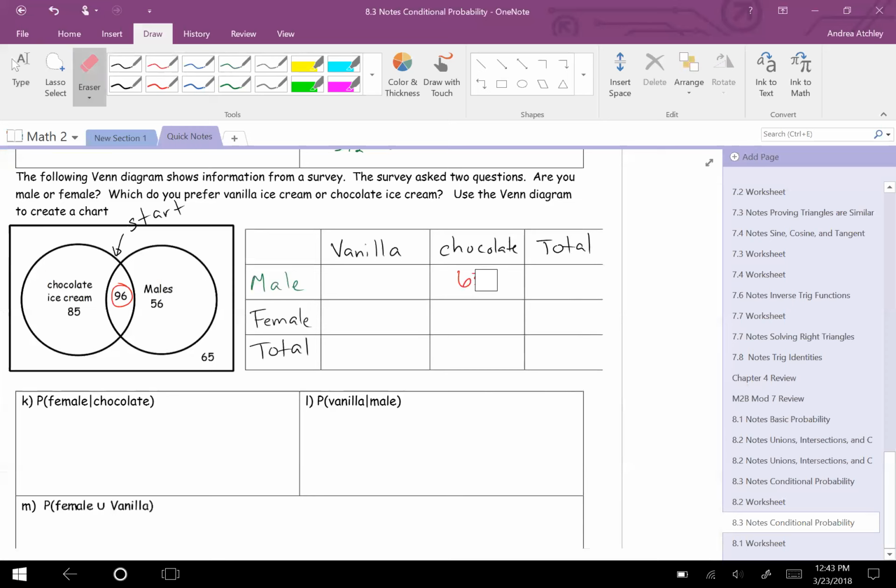Oh, that's not the right number. 96. Okay. If these are the people who are male and like chocolate, who are these people then? Males who like vanilla. So these are the males who like vanilla. We can find the total by adding these two then and get 152. Good.